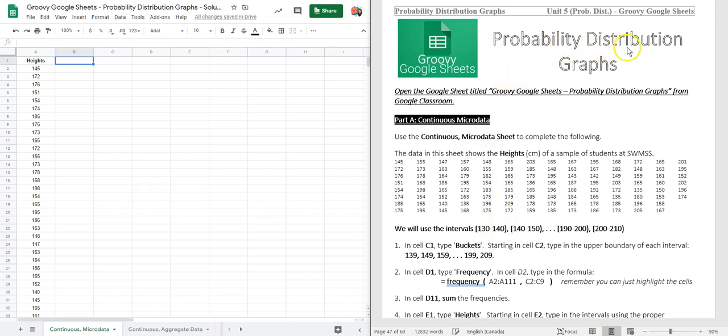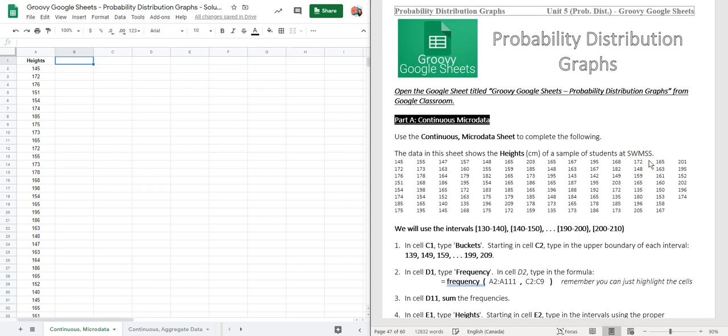So to make a probability distribution graph, you're basically making a histogram, but the y scale, instead of being absolute frequency, is relative frequency. And these are all graphs that you've already made in the histogram Google Sheet activity, so this shouldn't be a lot that's new. But we're going to go over it again. So we're going to start with the continuous microdata sheet, and this data shows the heights in centimeters of a sample of students at Sir William Mulock.